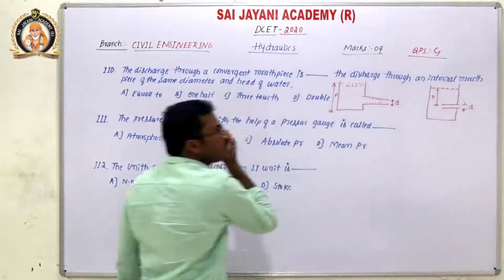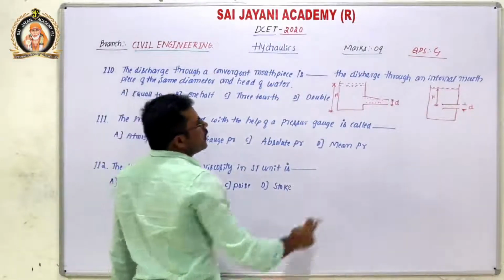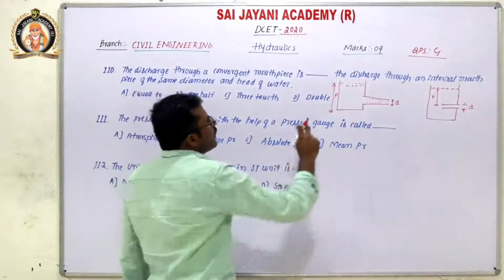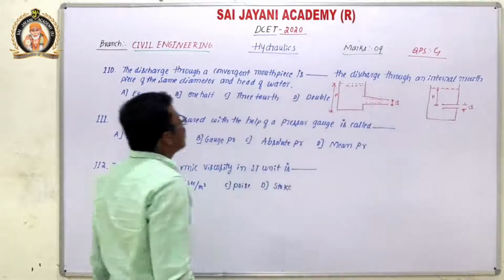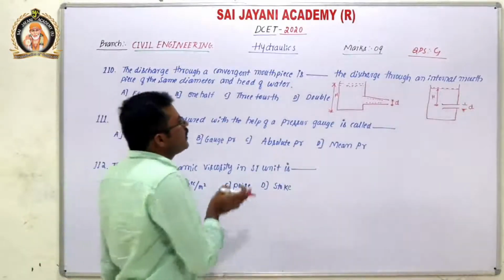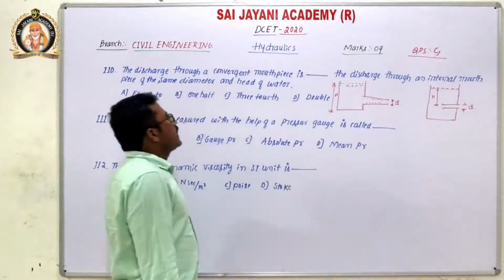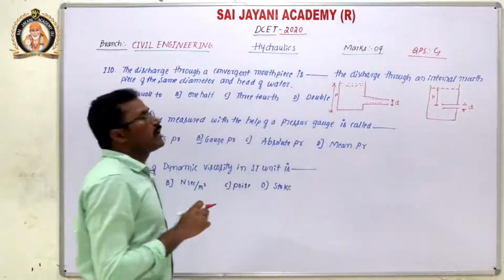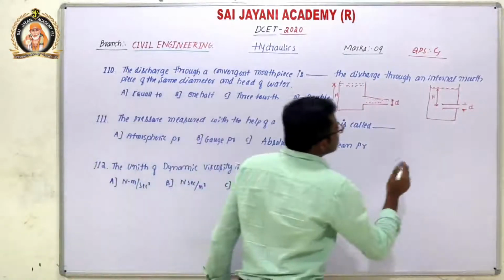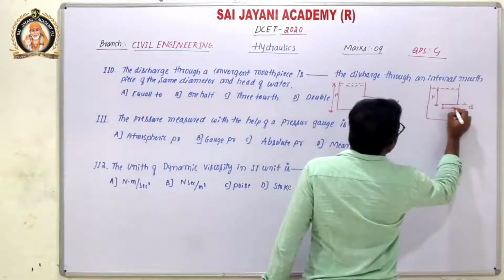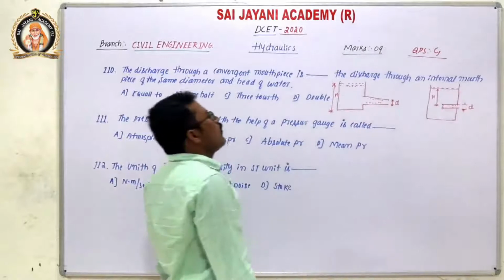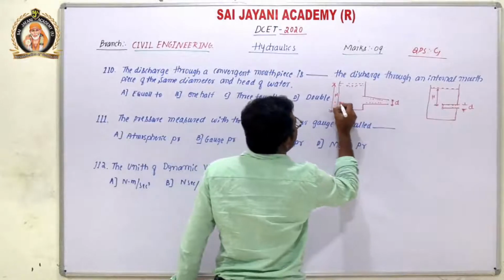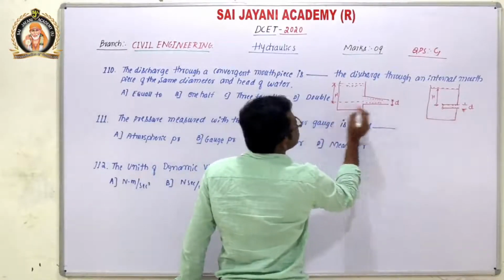So this is the convergent type of mouthpiece and this is the internal mouthpiece. Convergent means the area of the mouthpiece gradually reduces. In case of divergent, it gradually increases. So in a convergent mouthpiece, the diameter gradually decreases. This is the internal mouthpiece, which is fitted inside the water tank. Both of them have the same head and the same diameter.